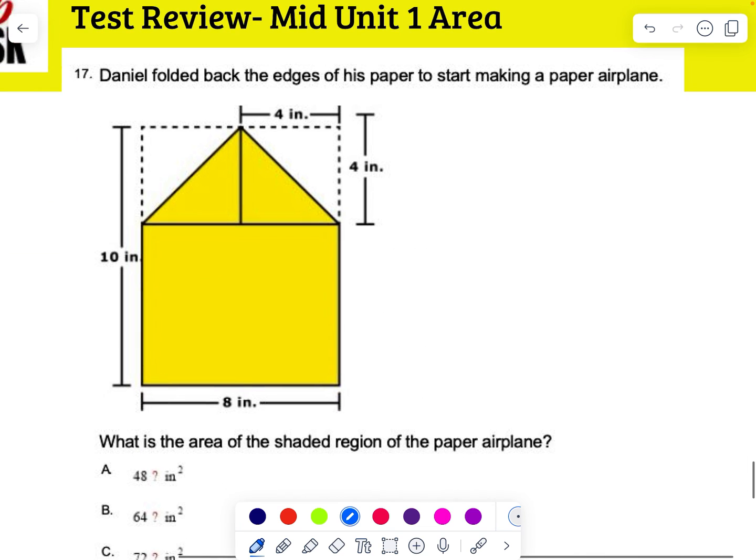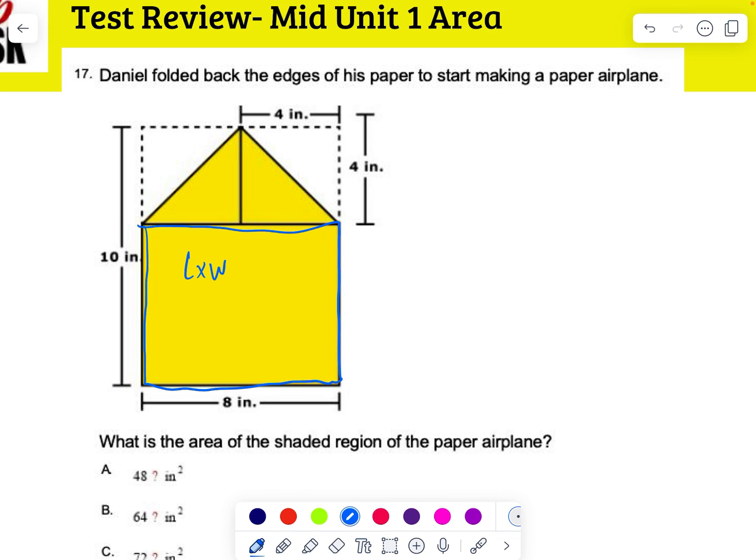All right, number 17. Daniel folded back the edges of his paper to start making a paper airplane, okay? All right, so what is the area of the shaded region of the paper airplane? Well, this one, I see right away that I have a very, very nice square rectangle here. So I'm gonna see if I can figure out what its length and width is.